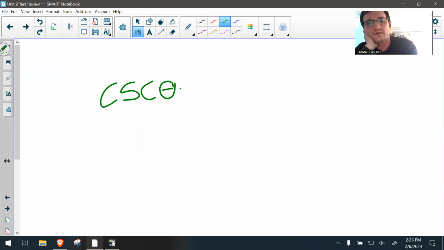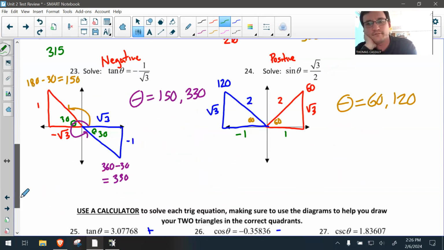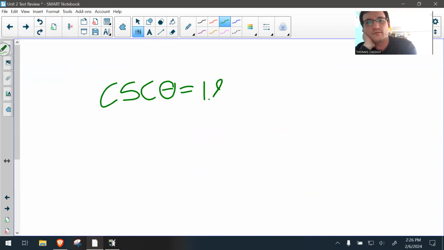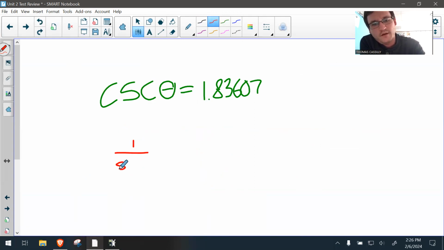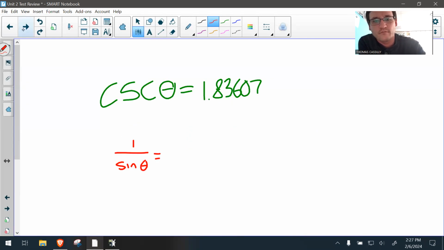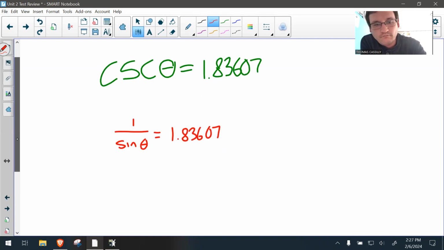Cosecant of theta equals 1.83607. All right. Because we can't type in the cosecant in our calculator, we're going to have to do what we did kind of upstairs on, I think it was question number 3 on this page. 1 over the sine of theta equals, is that a positive or a negative? It's positive. All right. Equals 1.83607. Go ahead and solve this for the sine of theta.